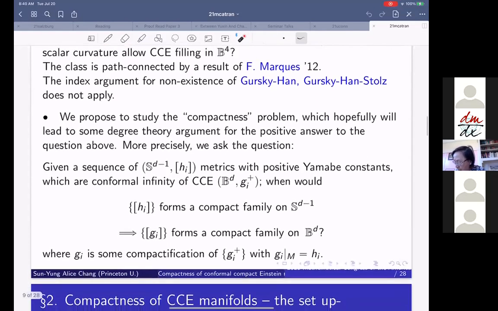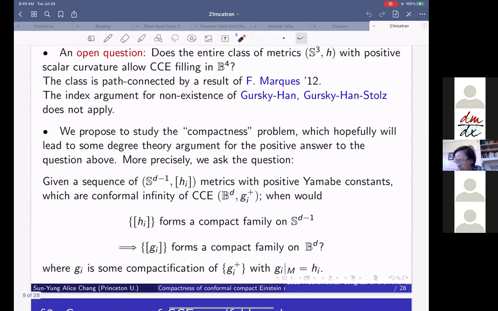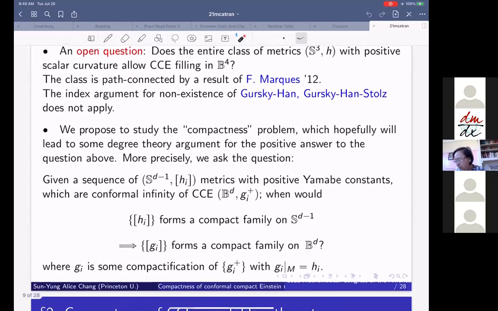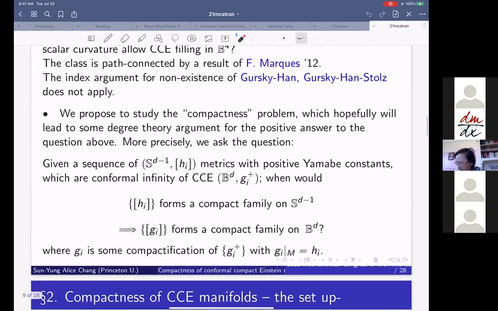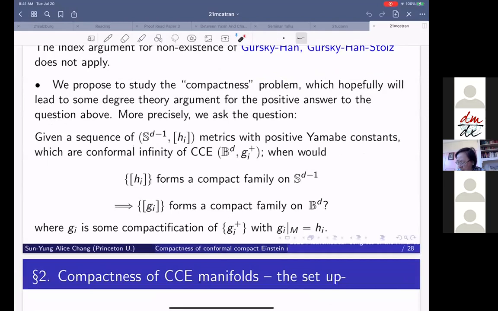But today, I will report some approaches to this open question. The problem we propose is the compactness problem. We know that the filling-in may not be unique. There may be many fillings-in, but we want to see in what sense the set of fillings-in is metric compact.